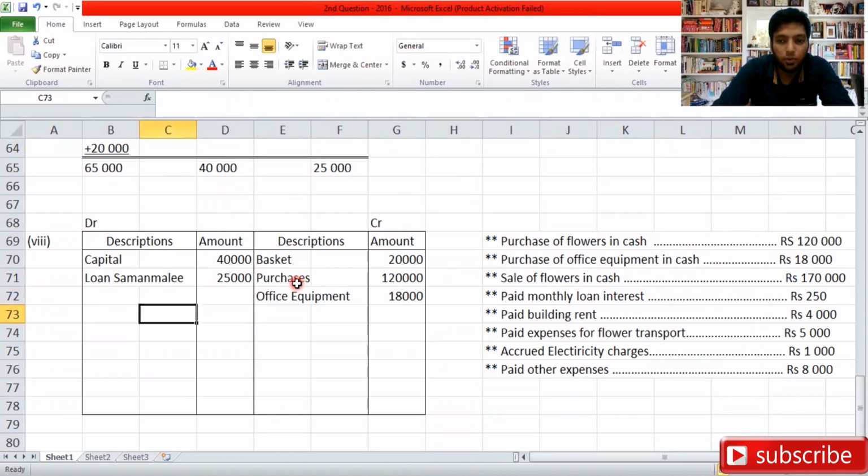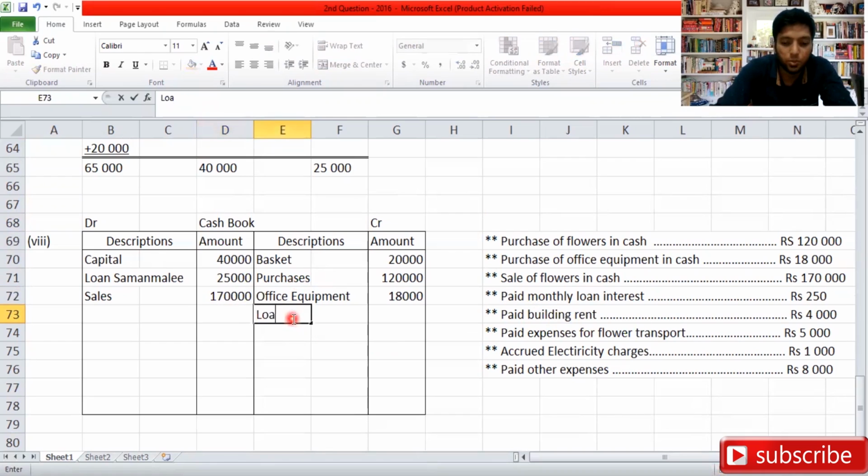Then we have sale of flower in cash. So sales increases your income, so increases your cash. You can write cash book. They are not given date. If they are given, you should take date column also. You can write here sales 170,000. Paid monthly loan interest. Loan interest comes under cash book. 250.